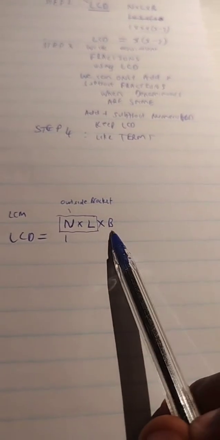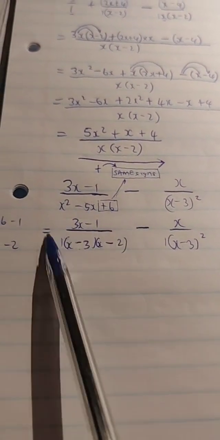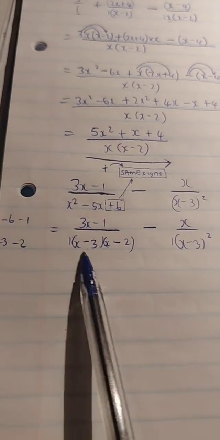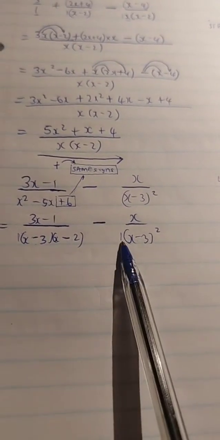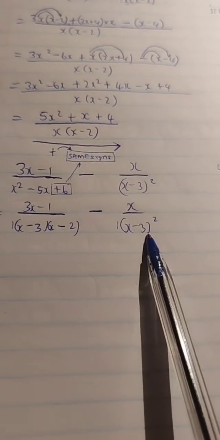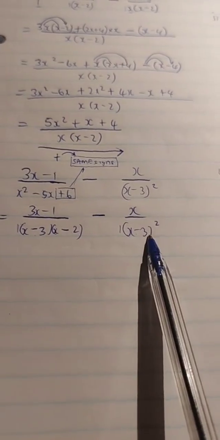Then we go to the bracket, the common bracket with the highest exponent, as well as your bracket that is a leftover. Guys, can I just address this? For this fraction, there's an x minus 3. For this fraction, there is an x minus 3. So x minus 3 is a common bracket.